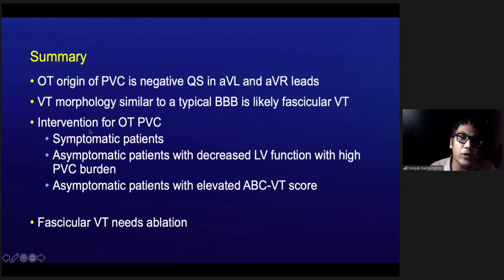The intervention for outflow tract PVC is in patients who are symptomatic, asymptomatic patients with decreased LV function and high PVC burden, and asymptomatic patients with an elevated ABC-VT score in the presence of a normal ejection fraction. And finally, any VT that is deemed as a fascicular VT or typical Belhassen's VT and responding to verapamil or adenosine as a clue would require referral to an electrophysiologist and perhaps ablation to help the patient get cured of this. Thank you very much for your patient listening.